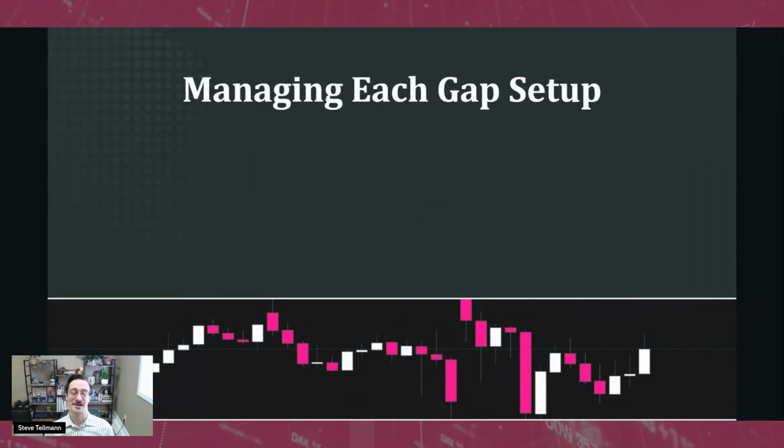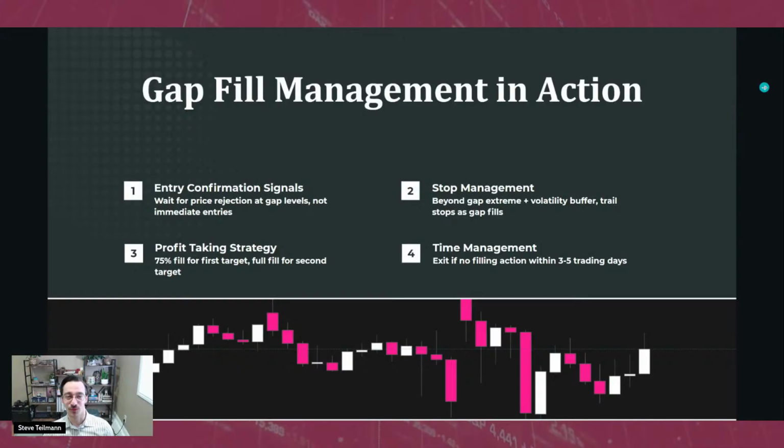So let's talk about managing each gap setup here. We've got a lot of different things to think about, but in general, I'd say most traders rush into gap fills at open, and that can be a little bit damaging, right? So we like to give a little bit of time after the gap up happens, or gap down, where we can gauge what type of gap this is. So entry confirmation signals are really key. You can wait for price rejection at the gap levels instead of just immediate entries. And we'll talk about this more in depth in just a second when we bring up some examples.